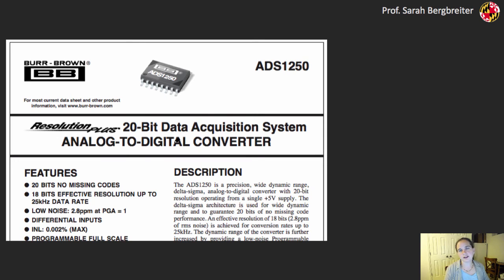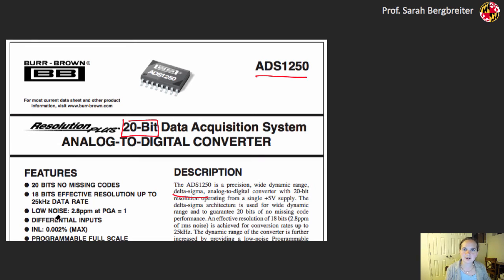Now obviously there are a lot of other metrics that you care about if you're trying to find an ADC for your particular application as well. And to look at those, you'd really go look at the datasheet of the ADC. So in this case, this is an ADS 1250. It's a TI ADC. If I look at this datasheet, I see it's a 20-bit ADC. It's a sigma delta ADC, which is one of the reasons it has that very high resolution.